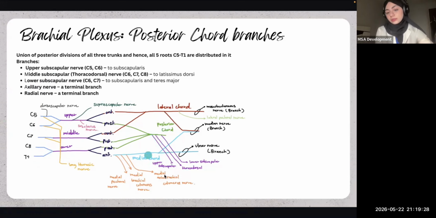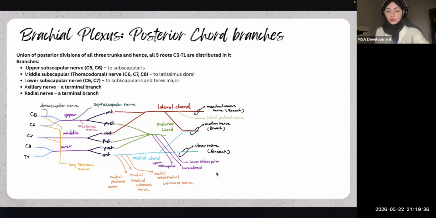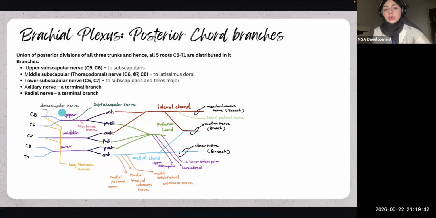The first branches are very easy actually. Upper subscapular, thoracodorsal or middle subscapular, and lower subscapular, very easy. Upper, middle, and lower subscapular, not supra, subscapular. And these are the nerves, I mean the muscles, that it innervates.